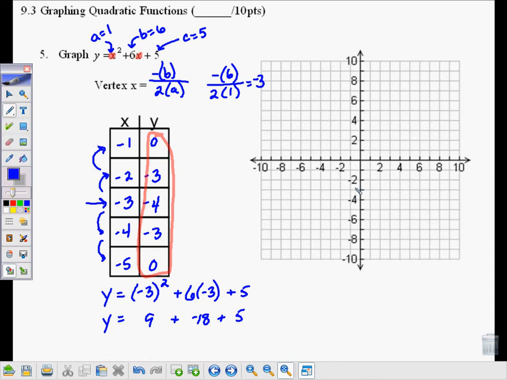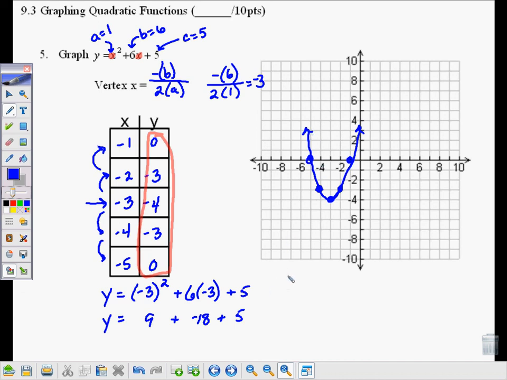Now I go ahead and plot the points. This is a long problem for the quiz. So I go, let's start up here, -1, 0. -2, -3. -3, -4, and then again and again. There we are. Boom. Fantastic.